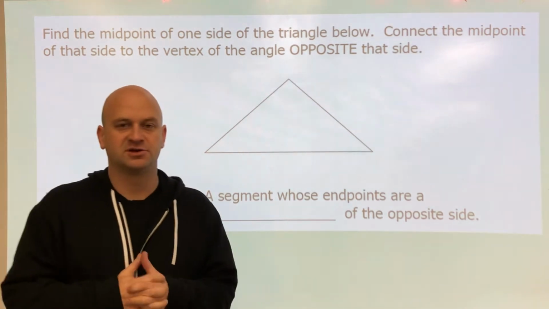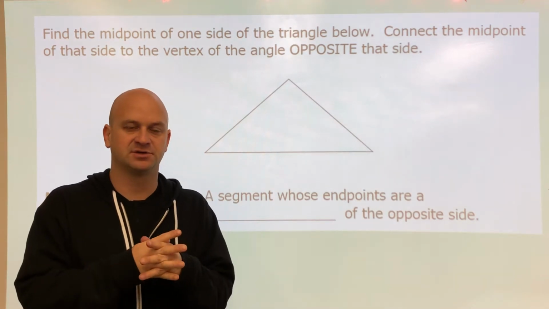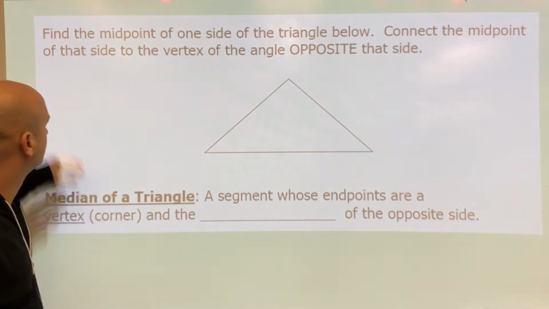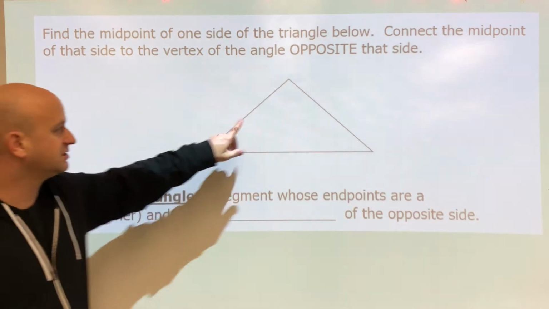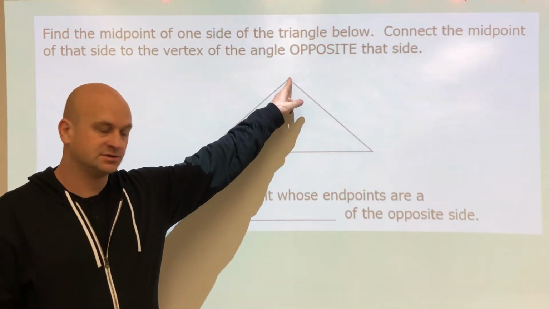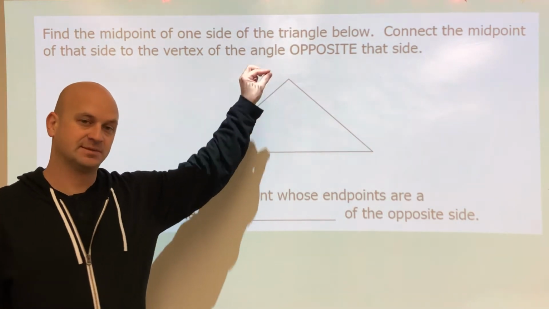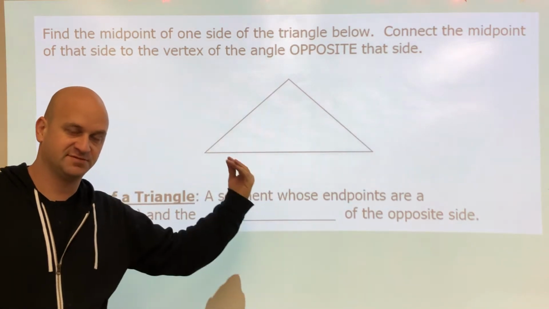All right, part two of concurrent lines. The next concurrent line we're going to talk about is a median. And so a median is going to be connecting the vertex of one part of the triangle to the midpoint of the opposite side.